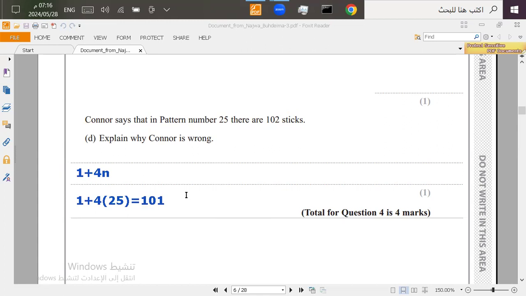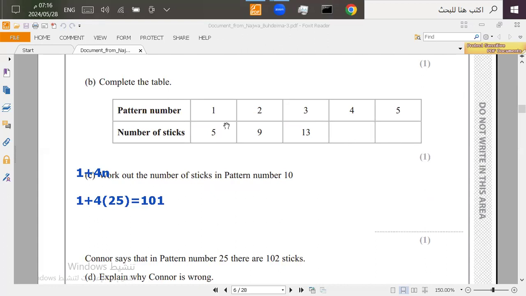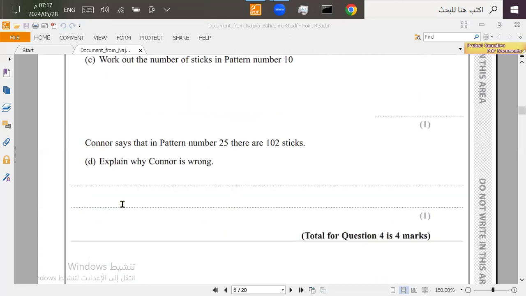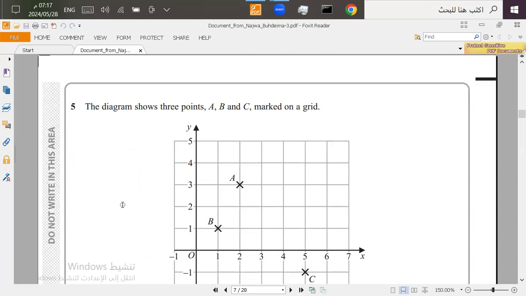And this is the correct reason, because this is one of the explanations. Or you can say that the number of sticks is always an odd number. You can see the sticks here. They're always an odd number. We will never find an even number. That's the idea. And that's the idea of answering a question like this. So you can explain it in both ways, using the nth term or using the odd number of sticks explanation. Now let's move on to the next question.